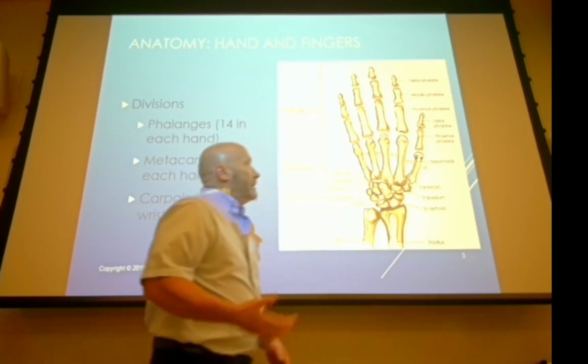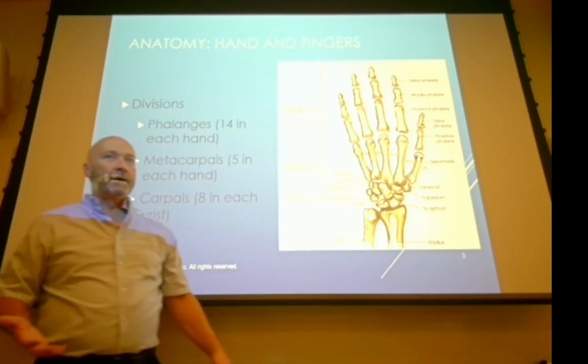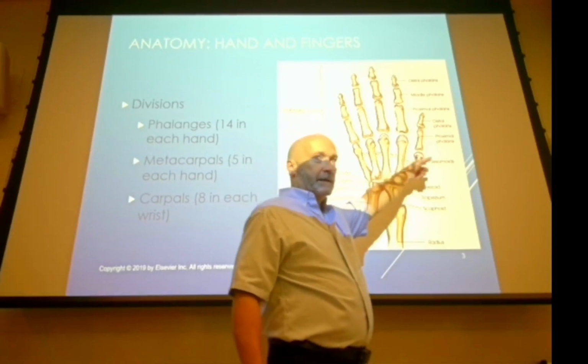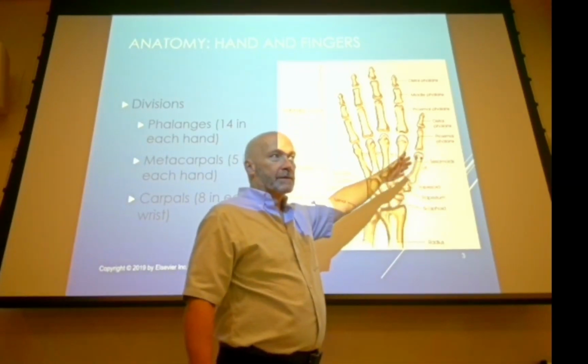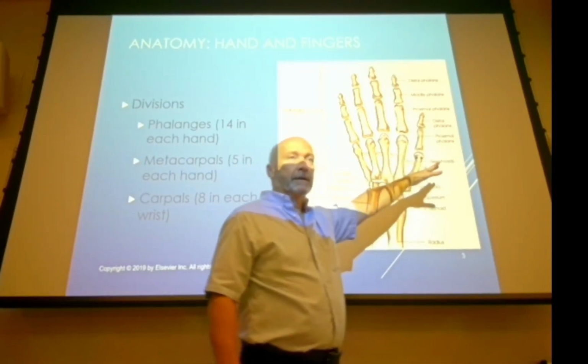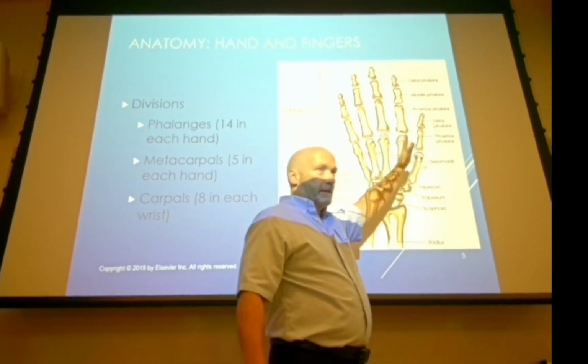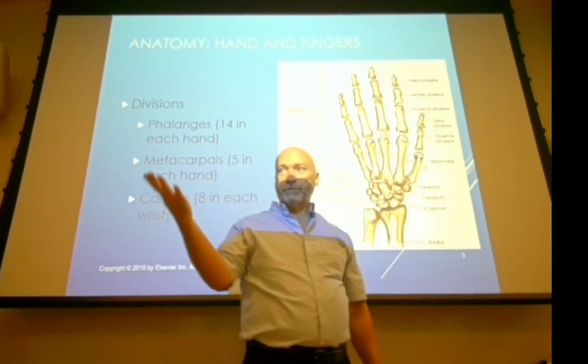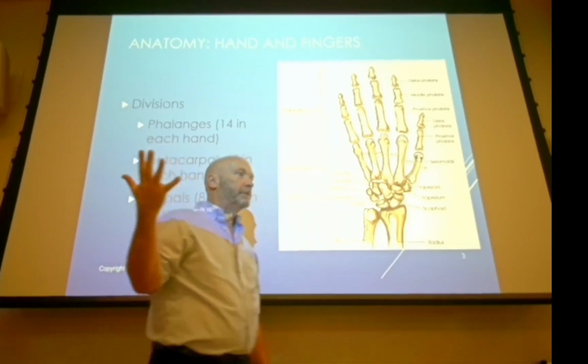All right. So our thumb is always going to be our first digit. We're going to get to the thumb in just a second, but it's the first digit. And then it's just from outer to inner: 1, 2, 3, 4, 5.